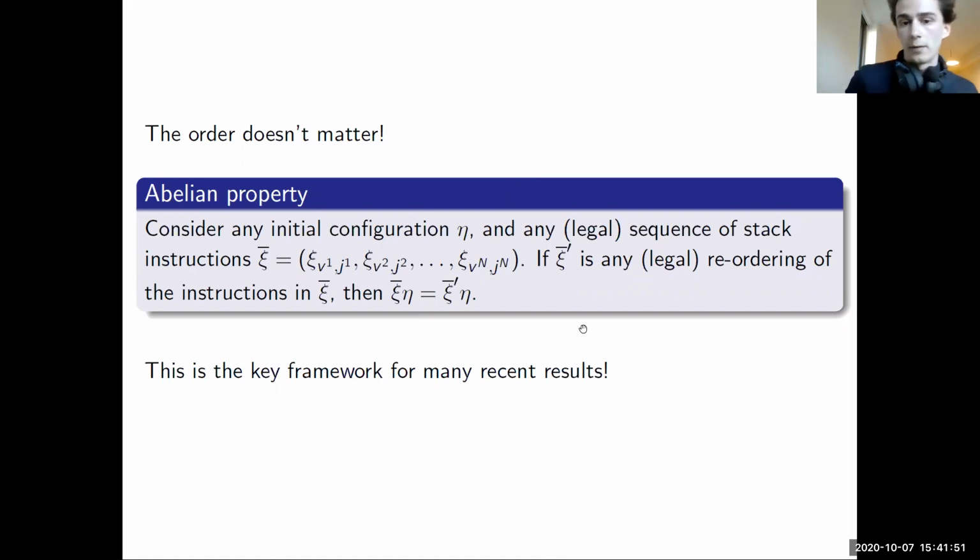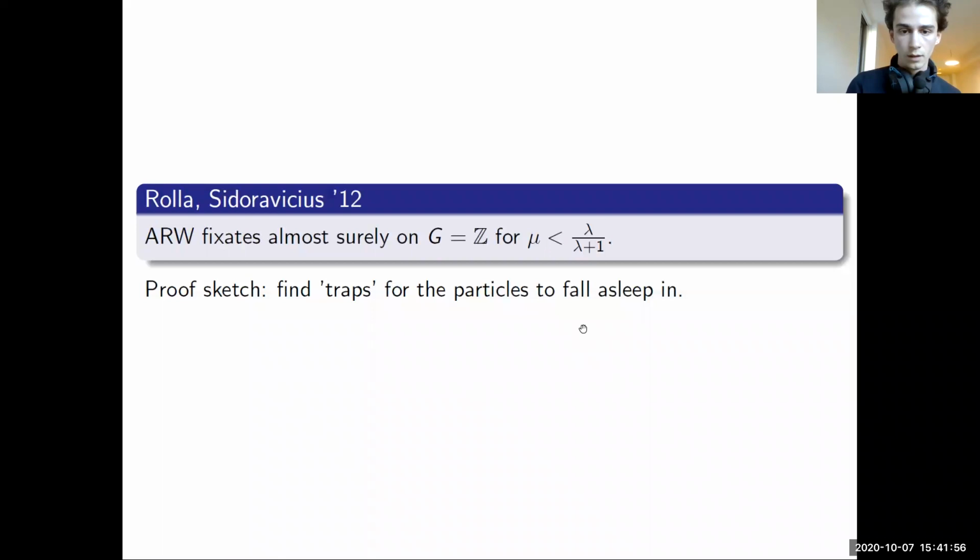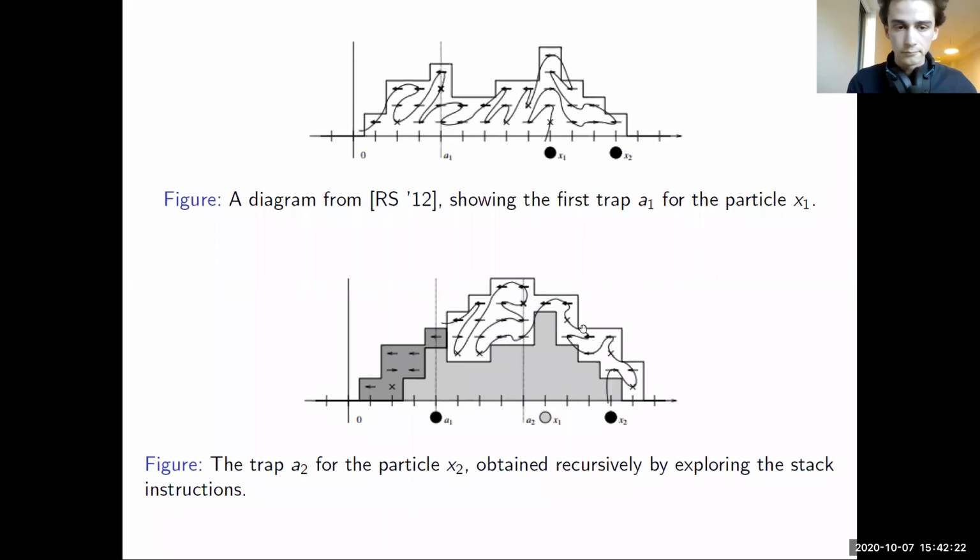And so for the rest of the talk, I'm going to show you a few ways that this gets implemented. So the first result I want to talk about is the first one I mentioned previously on Z, this fixation result that activated random walk fixates for small enough mu. And the sketch is I'm going to have the particles fall asleep one by one in traps that I'm going to set up for them. So here's how that works.